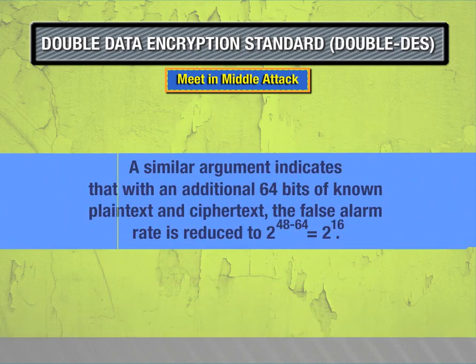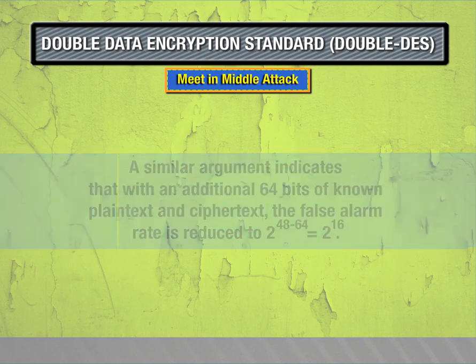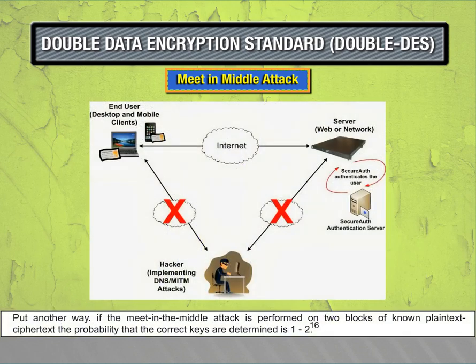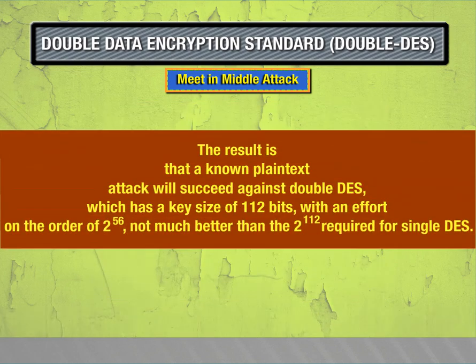A similar argument indicates that with an additional 64 bits of known plaintext and ciphertext, the false alarm rate is reduced to 2^(48-64), which is equal to 2^-16. Put another way, if the meet-in-the-middle attack is performed on two blocks of known plaintext-ciphertext, the probability that the correct keys are determined is 1 - 2^-16. The result is that a known plaintext attack will succeed against double DES, which has a key size of 112 bits, with an effort on the order of 2^56, not much better than the 2^55 required for single DES.